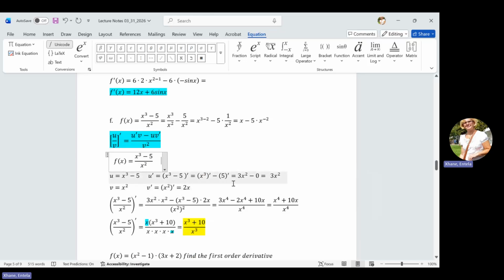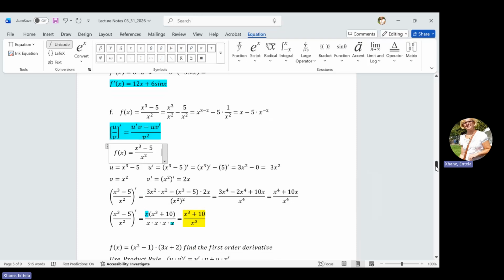And now I'm going to use the quotient rule of the first order derivative. So here's the quotient rule. u prime, which is 3x to the second, times v, which is x squared, minus u, function u is x to the third minus 5, times the function v prime, which is 2x, all over v squared. So the function v is x squared, I have to square it again. Again, property of powers, when you square into another exponent, you multiply the exponent. So that's why the denominator becomes x to the fourth.